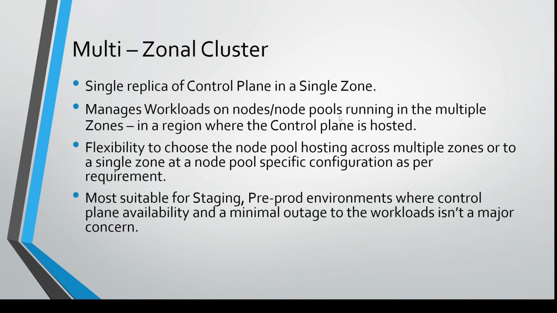For example, US Central 1A, 1B, 1C, 1D, whatever the zones available in that region, only those zones you can choose to host your node pools. You can't go outside of the region where the control plane is hosted, right? That limitation is there. So that's what you call a multi-zonal cluster: a single replica of the control plane and node pools spread across multiple availability zones, right?